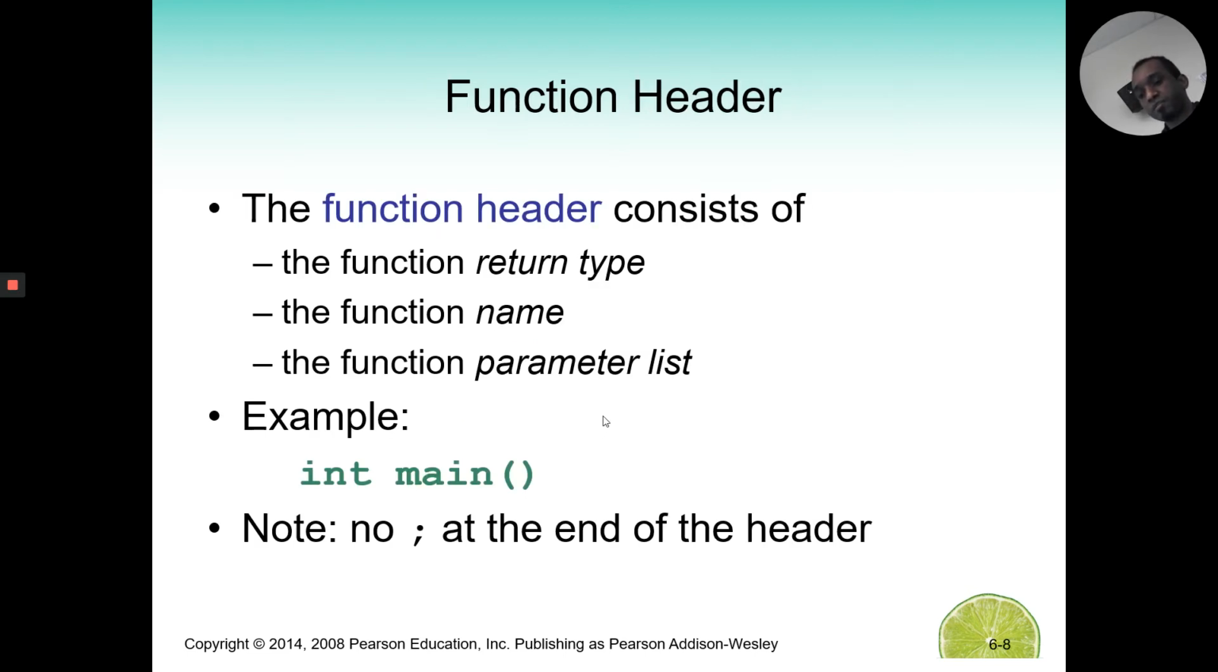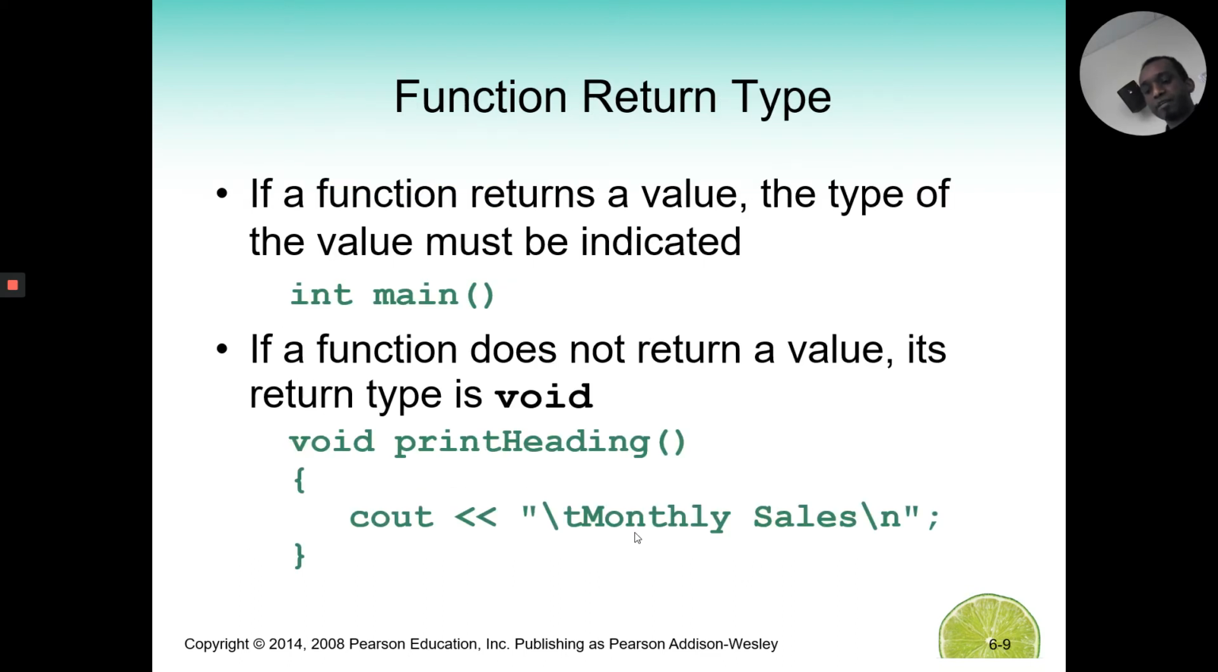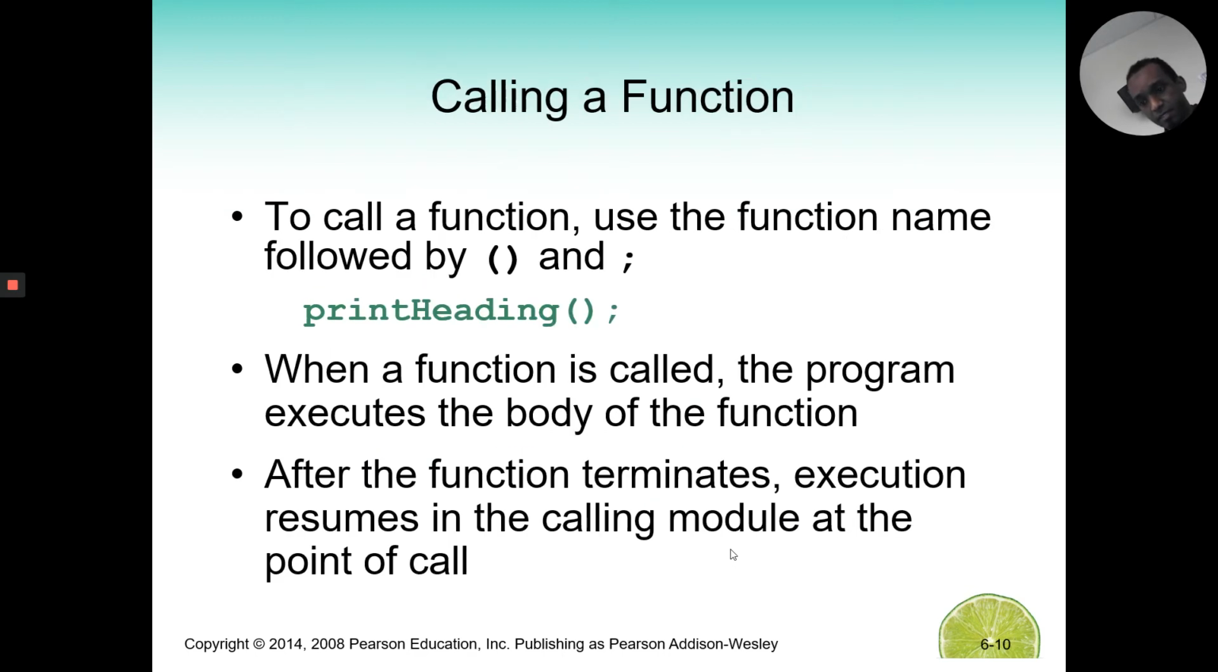So the function header consists of the function return type, the function name, and the function parameter list, and then an example. Note there is no semicolon at the end of the header. If a function returns a value, the type of the function must be indicated, int main. If a function doesn't return a value, its return type is void. So void print heading, cout, monthly sales.